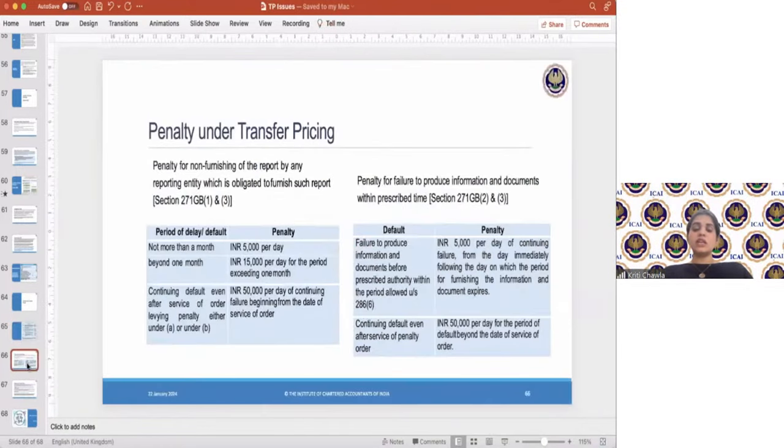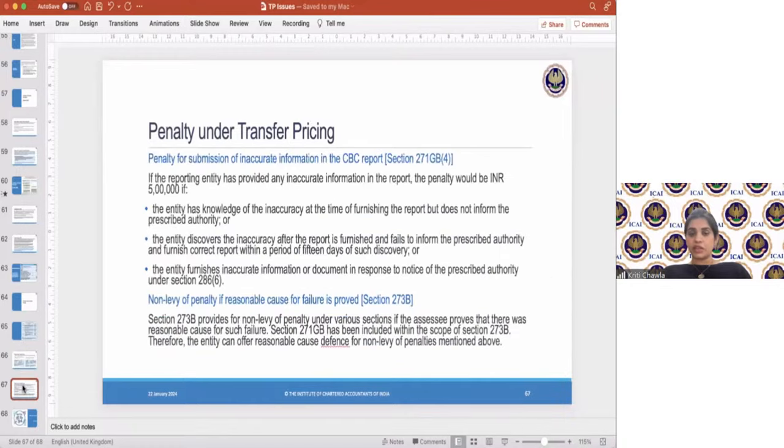Further, if you look at the CBCR penalties, they are also very, very specific. If you do not furnish those particular reports, the penalty will be 5,000 rupees per day. Beyond 1 month, it's going to increase to 15,000. And then if you keep continuing to default, it's going to be 50,000. Similarly, if you do not produce information, it's again going to be 5,000 and going up to 50,000 per day if the default continues.